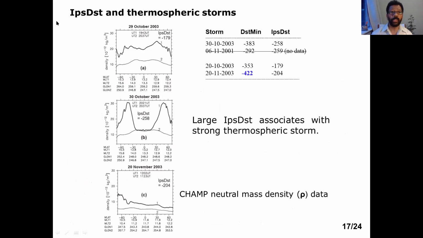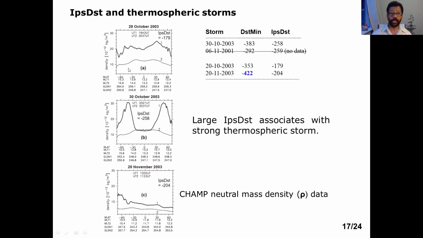Here we tried whether the new parameter is better for thermospheric storms. For that, we considered the CHAMP neutral mass density data, that is raw, for the same 4 events, but the data for one of the events is not available. For the other 3 events, the data is available. Out of the 3, the top one, which corresponds to the 30 October 2003 event, has large IPS DST, but the other two have comparatively low IPS DST.